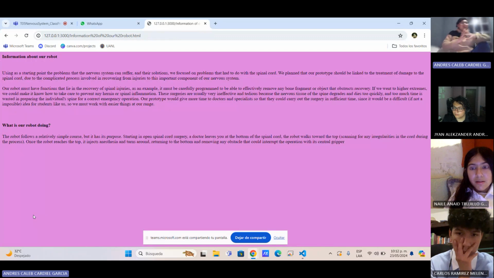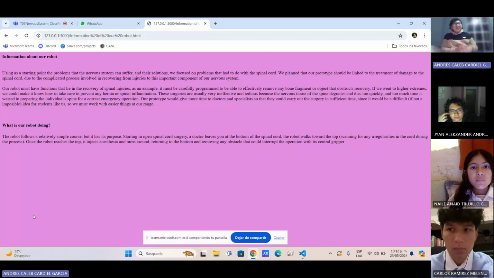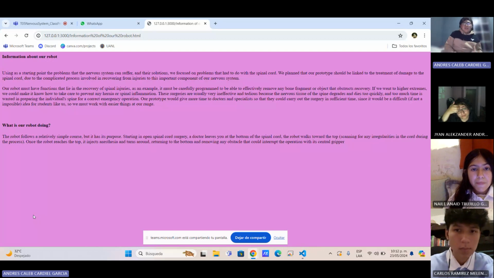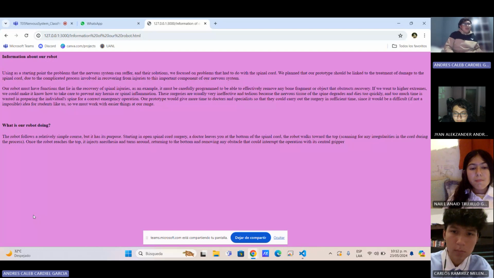About the information on our robot. We use as the starting point the problems that the nervous system can suffer and the solution. Using this, we focus on the spinal cord. We plan that our prototype should be linked to the treatment of damage on the spinal cord before exposed surgery, because there is a complicated process to start this type of surgery. Our robots have functions to recover these injuries.